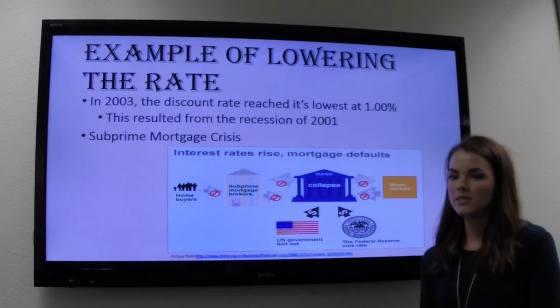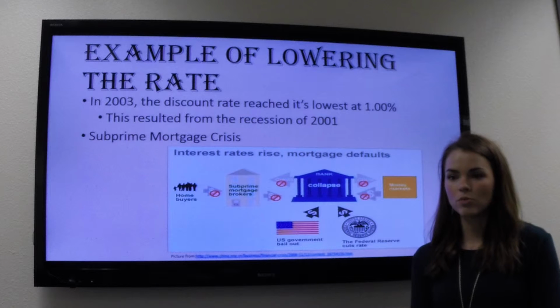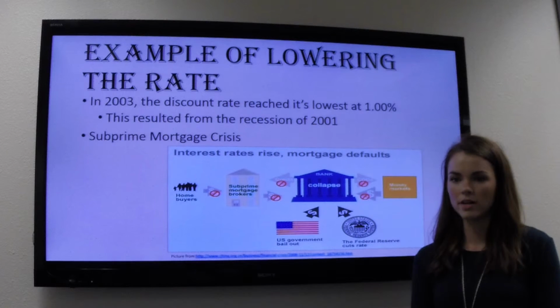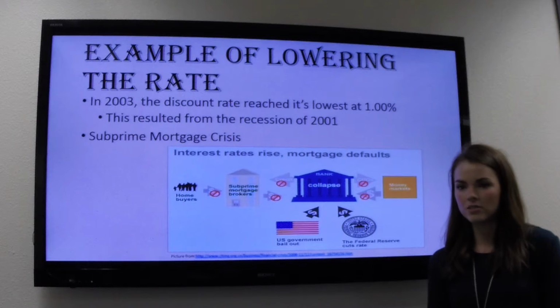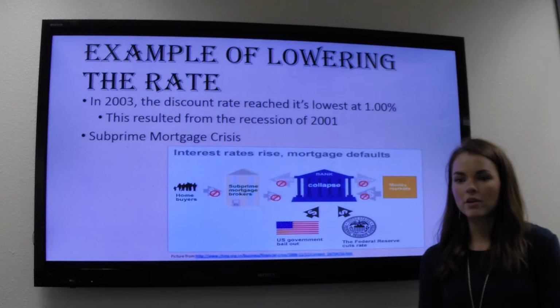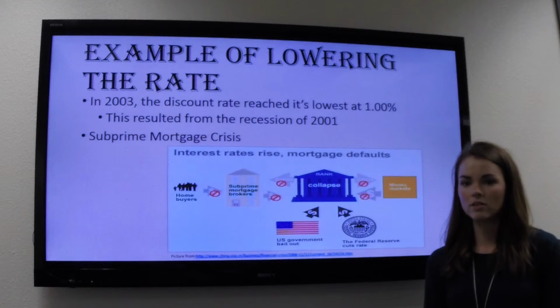An example of this is when the discount rate reached its lowest point at 1% in 2003 as a result of the recession in 2001. This allowed more people to buy houses due to lower interest rates and lower mortgage payments. It also allowed homeowners to refinance their existing loans.